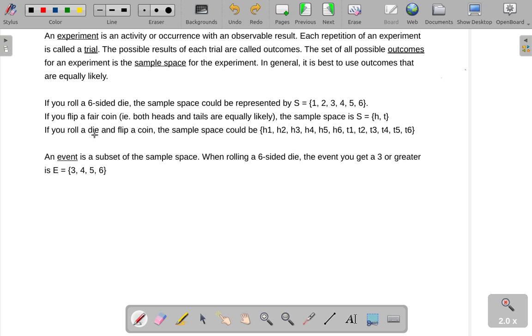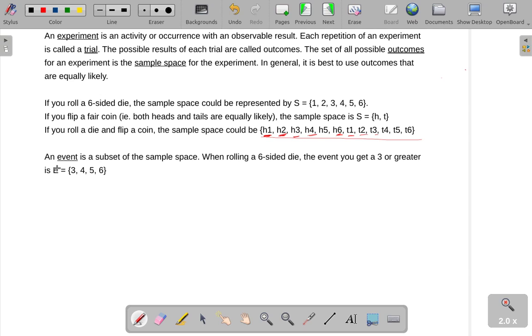Alright, so if you roll a die and flip a coin, then your sample space would be something like this. You need to take both the outcome of your coin and the outcome of your die together. So you could say you get a heads with a 1, heads with a 2, heads with a 3, heads with a 4, all the way up through heads with a 6, and then you could go tails with 1, tails with 2, and so on. You wouldn't want to say your sample space is getting a heads or tails and then a 1 through 6, because that doesn't say everything that happened.